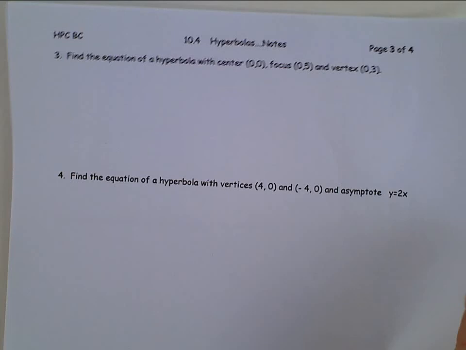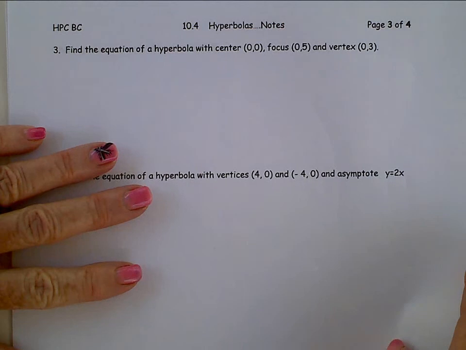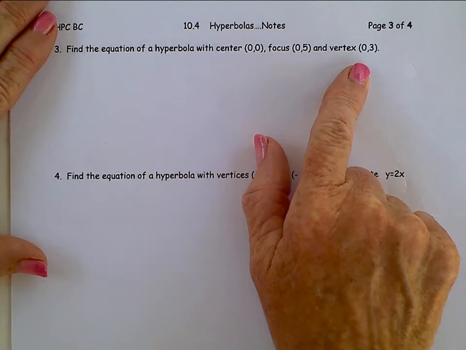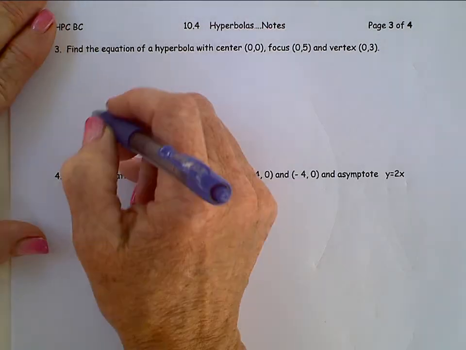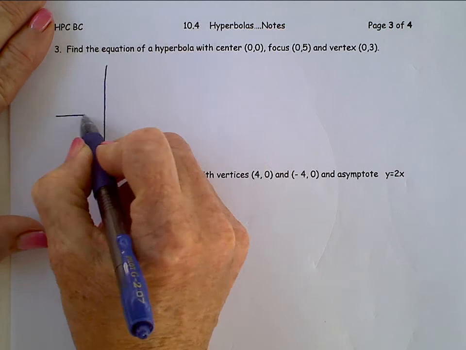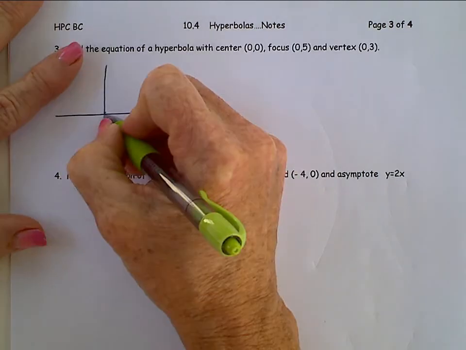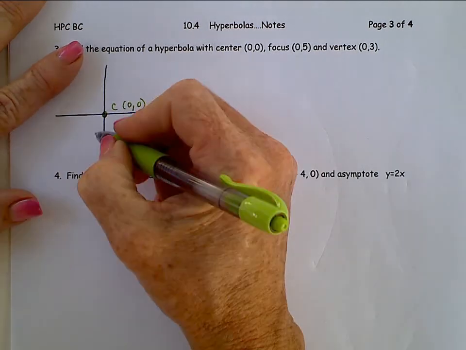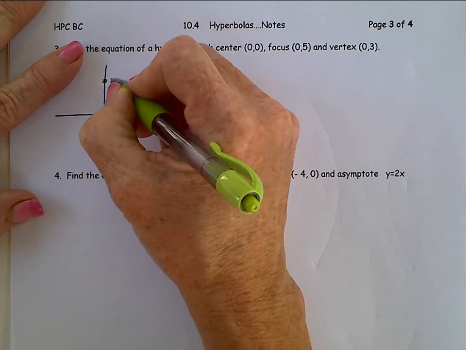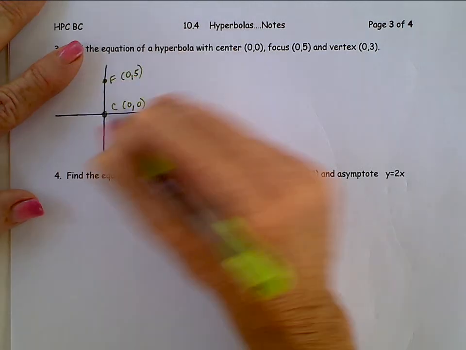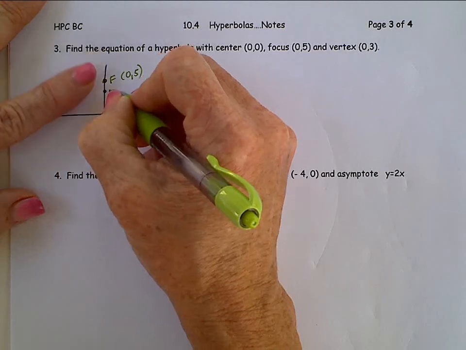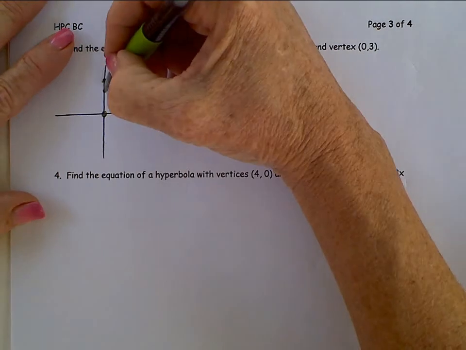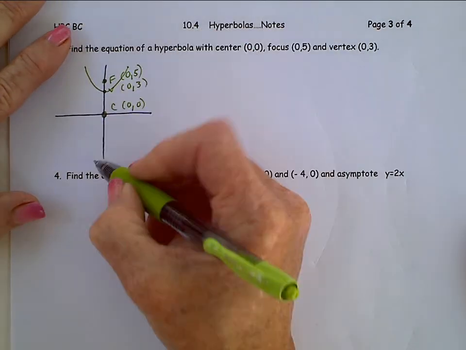I would like you to find the equation of a hyperbola with the center at (0, 0), focus at (0, 5), and vertex at (0, 3). Again, quick sketch. Center, (0, 0). Focus, (0, 5). Vertex, (0, 3). All right, right there, it's telling you that one branch goes this way and the other one has to be down here going this way.